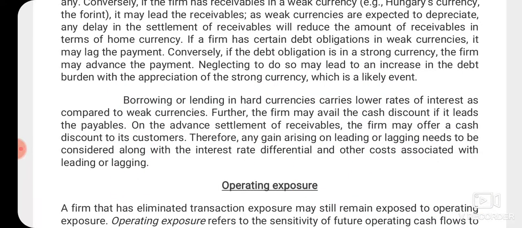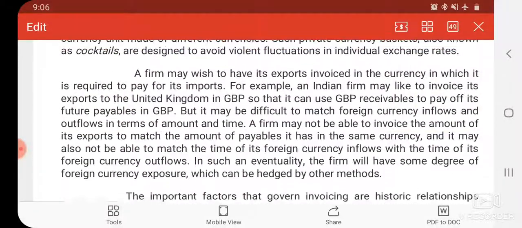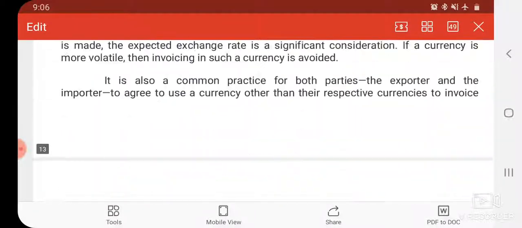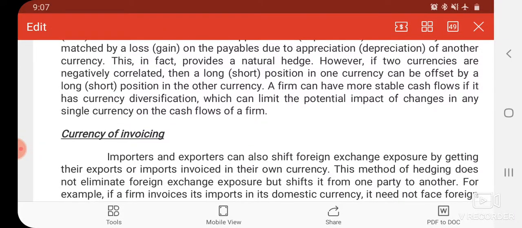These are the various techniques like leading or lagging strategy, as well as offsetting and netting and currency of invoicing.